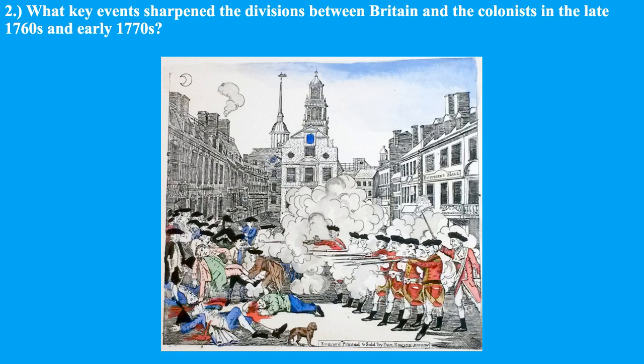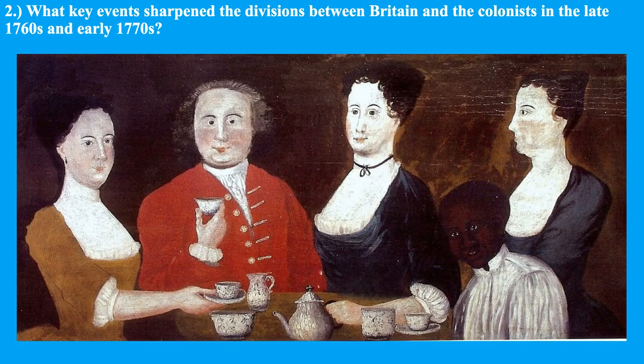The Townshend Acts will eventually be repealed under pressure. However, Parliament will leave in place the tax on tea. The tax on tea will become the Tea Act. Here, the East India Tea Company, which was a British government-owned company, was allowed to unload low-priced tea on the colonies in an effort to save the flailing company's business.